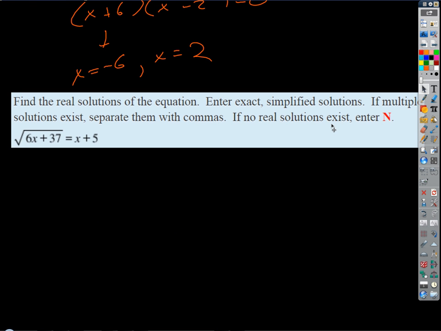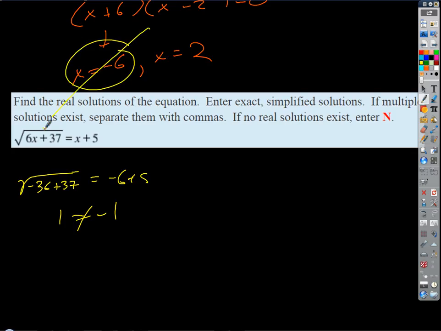So what if I plug in -6? I'm gonna get the square root of 6 times -6, which is -36, plus 37 equals -6 plus 5. Well, that gives us 1 equals -1. False, right? So what's that tell us? That doesn't work. It's a false solution.